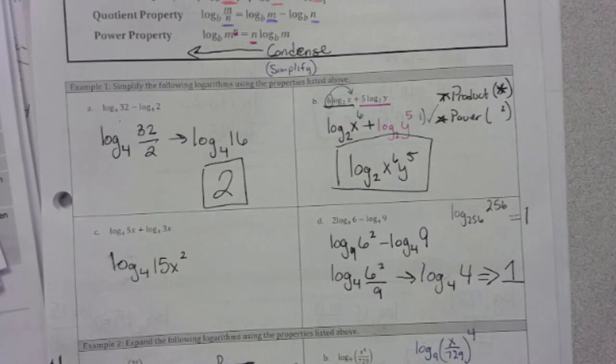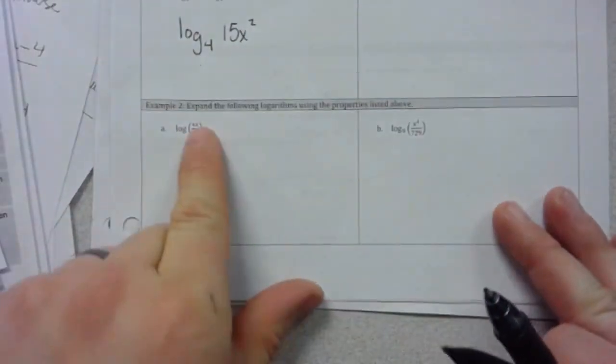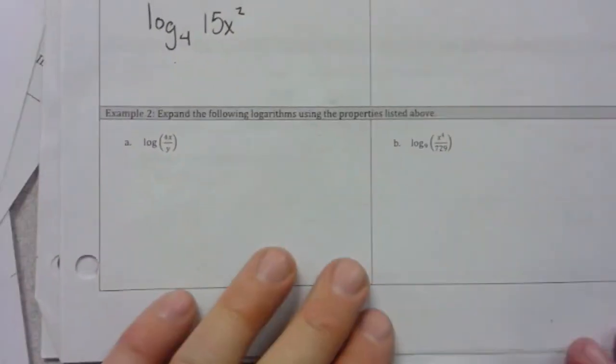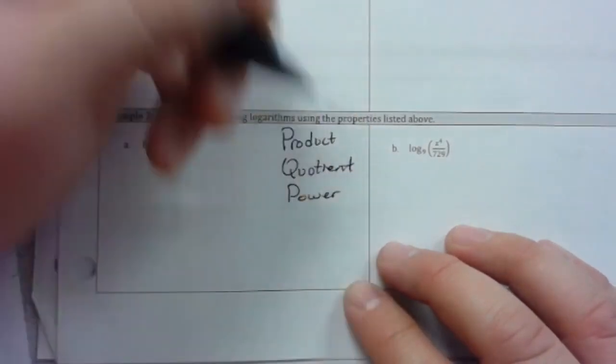All right, let's go the other direction now. The other direction says, what if now instead of condensing, I'm going to be expanding? So the idea with this is we're just doing the opposite. So I'm going to look at the product, the quotient, and the power. Do I see any exponents here on this problem? No. So we're not going to be using the power property.